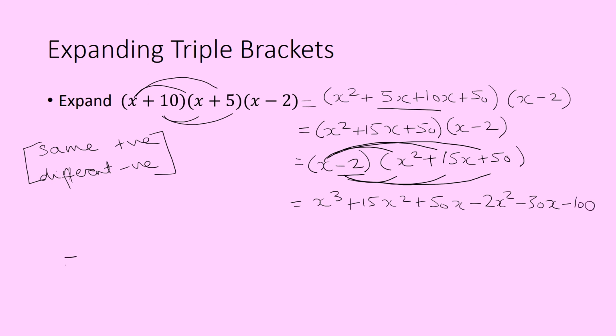So now for our final answer we collect like terms. We've got x cubed, then we've got 15x squared minus 2x squared, so that gives us plus 13x squared. Then we've got 50x minus 30x, which would be plus 20x, and then a minus 100. So to summarize, we just broke it down into expanding double brackets. We did the first double brackets, then we did the second double brackets, and then we collected like terms.